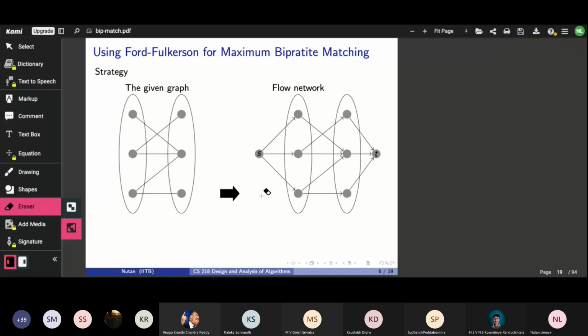As you can see, I've added certain directions. I've added source and target nodes, source and sink nodes. And I'm going to add some capacities. In this case, I'm going to try adding just capacity 1 on all edges.